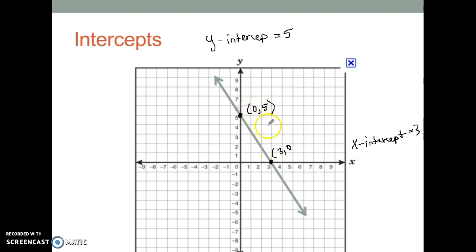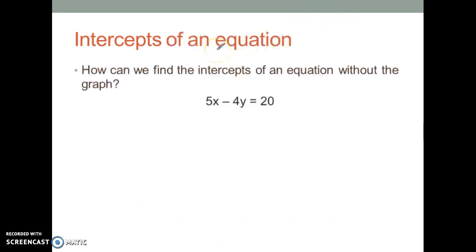But the coordinates are important to note because any point on my y-axis is going to have an x-coordinate of 0. Any point on my x-axis is going to have a y-coordinate of 0. Doesn't matter where these points are. Any of these other points on here, my y-coordinate is always going to be 0 if it's on my x-axis. And on my y-axis for my y-intercept, no matter where this point is, the x-coordinate of those points is always 0. That's important because if you don't have a graph, you can use that information to find the x and the y-intercepts of that line.